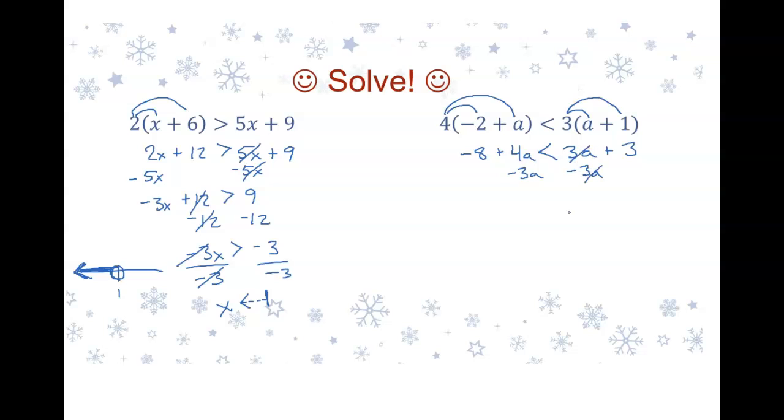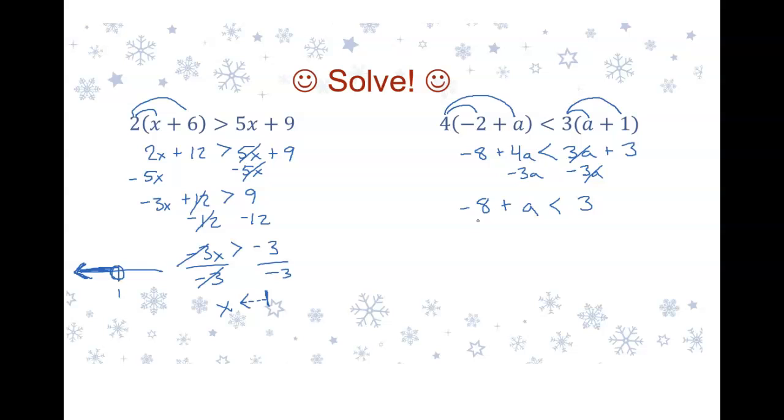These 3a's will cancel. 4a minus 3a is 1a, or we can just write that as a. And we'll bring that negative 8 down. We also bring the sign down and 3 down. Remember, we don't flip the sign. All we're doing is subtracting, so we don't flip the sign. And now we're getting a by itself.